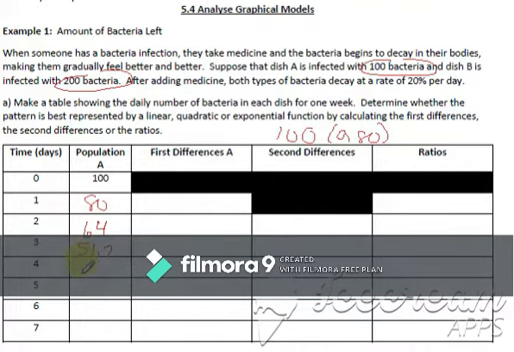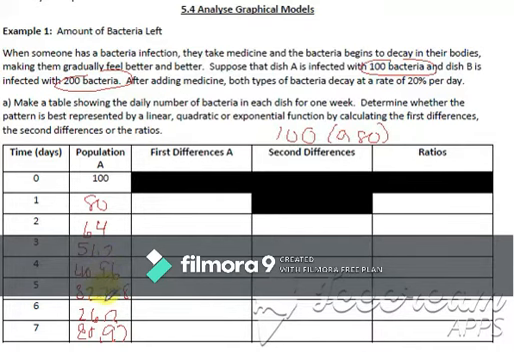And then 40.96. And then 32.768, I'm going to start to round. I'm going to leave it in my calculator, so 26.2. And then 20.97. Okay, so that's how much is left after each day.